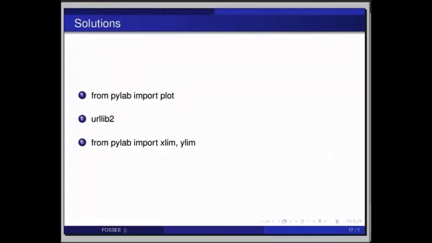Now let's look at the answers. The first one, the option from Pylab import plot is the correct one, since plot is a function of the module. urllib2 is a part of Python standard library. So the second one is urllib2. And the third one, functions xlim and ylim can be imported to the current namespace as from Pylab import xlim, ylim.